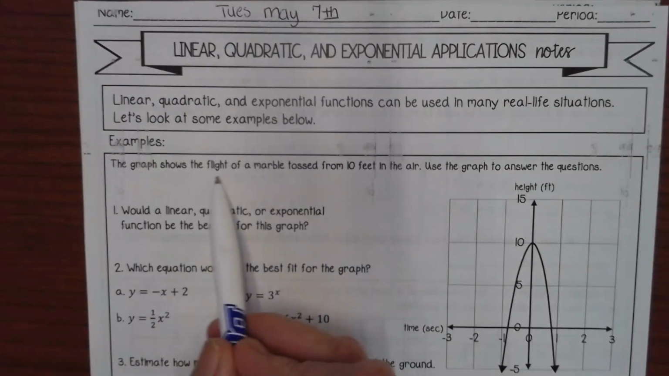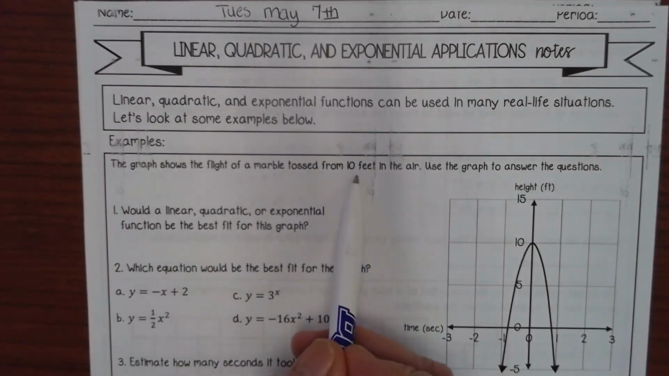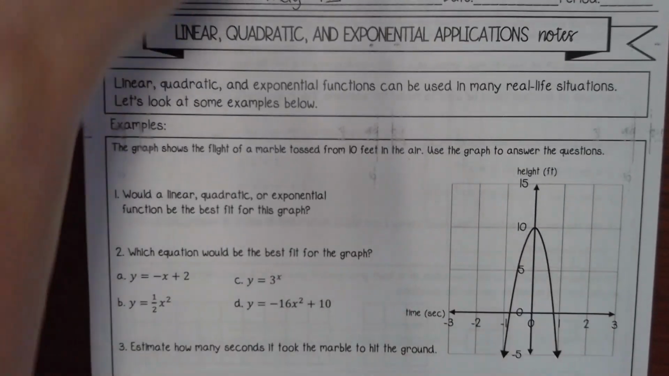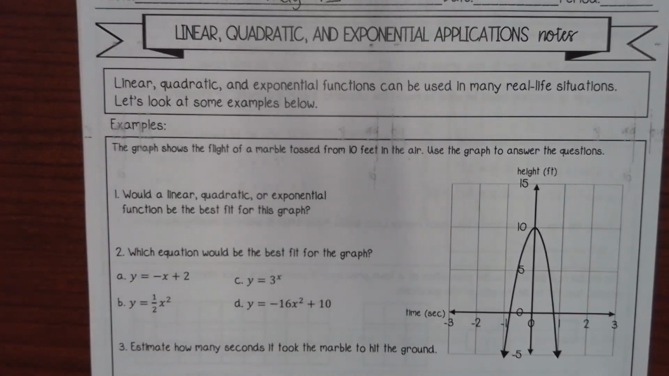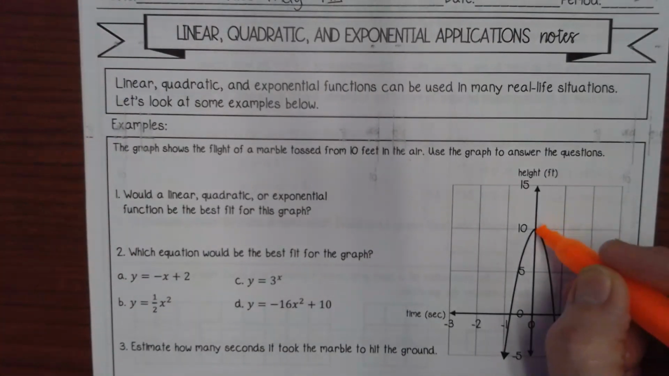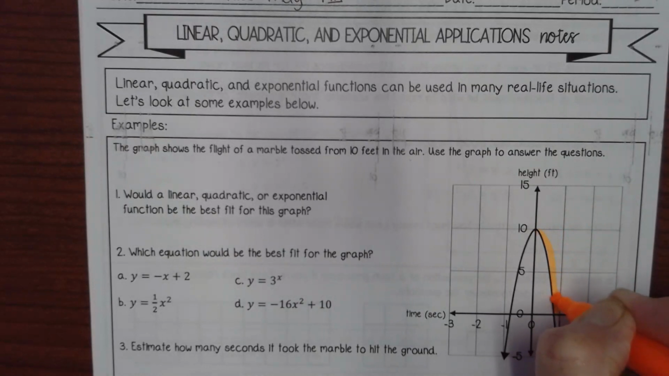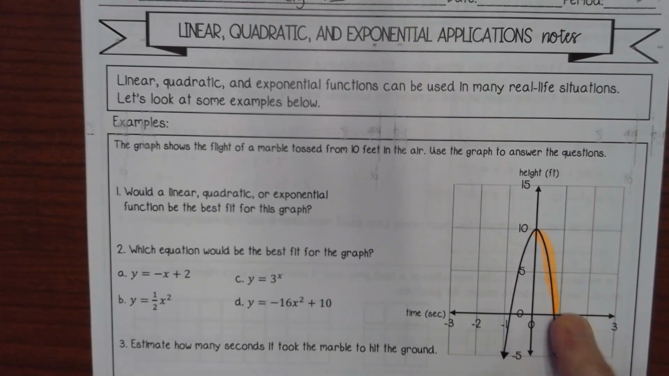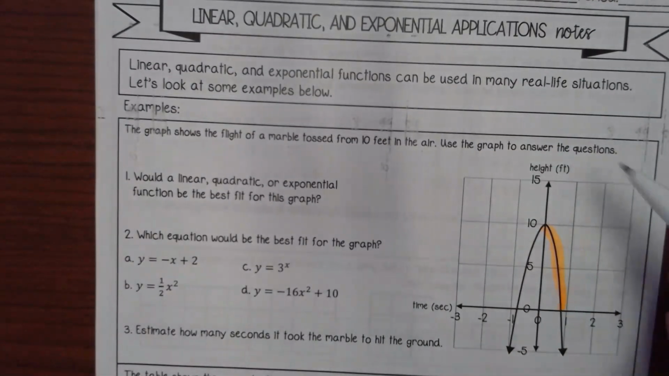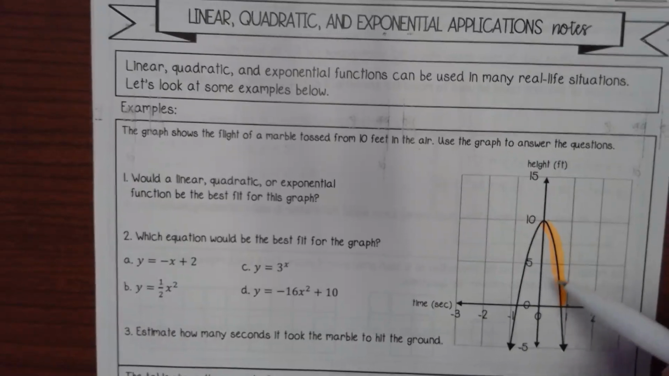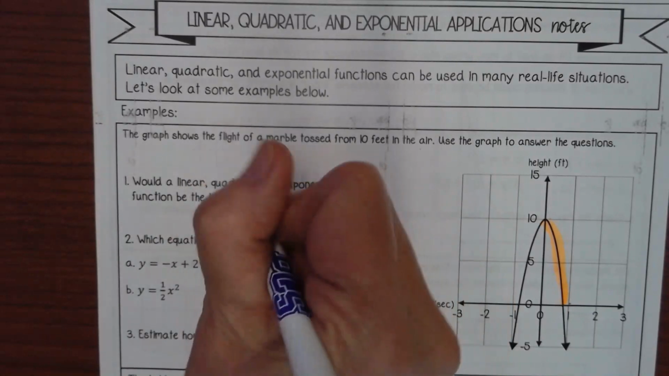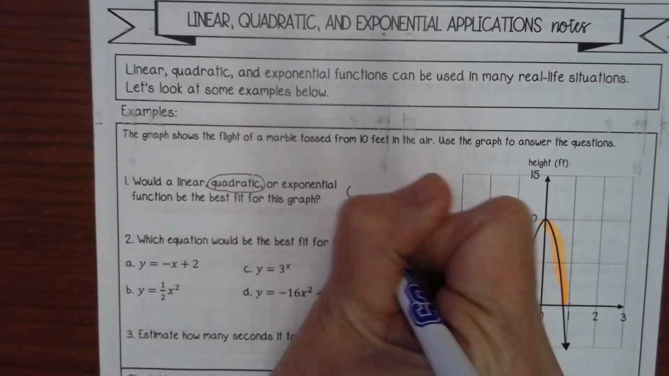Okay, the graph shows the flight of a marble tossed from 10 feet in the air. Well, it should not be a surprise to you after being in your regular math classes that when we toss things into the air, that is a quadratic model. And in a quadratic model that's in the real world, typically it's this first quadrant that counts. So in other words, the marble was tossed here and then it fell and hit the ground right here. Okay? So would this be linear, quadratic, or exponential? And the answer is quadratic.